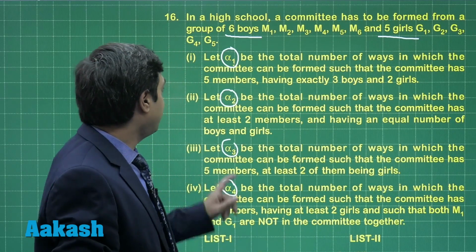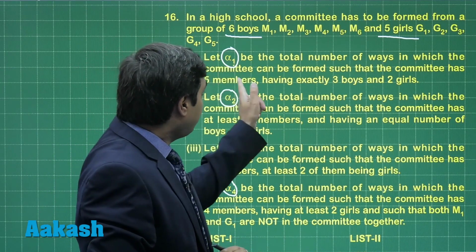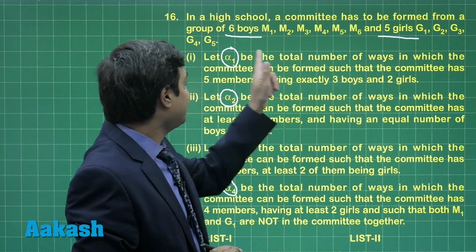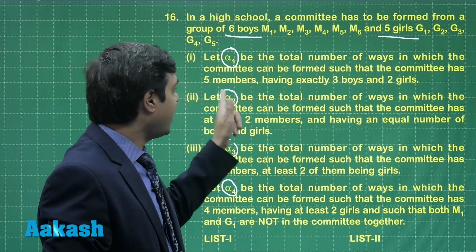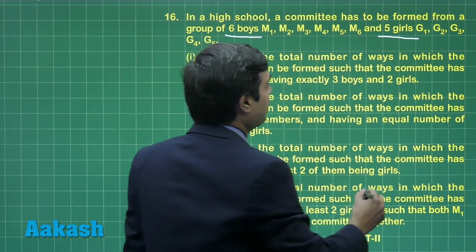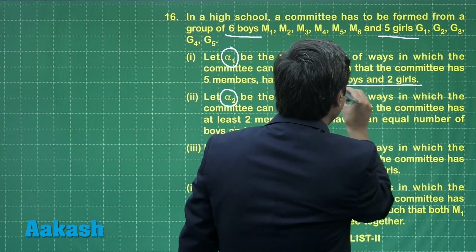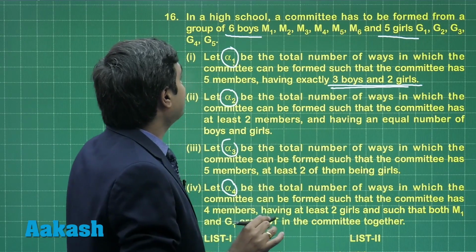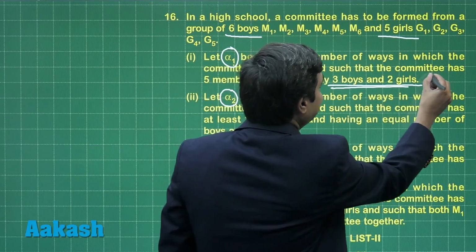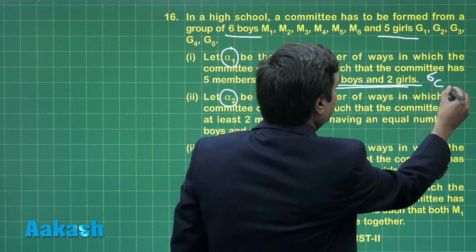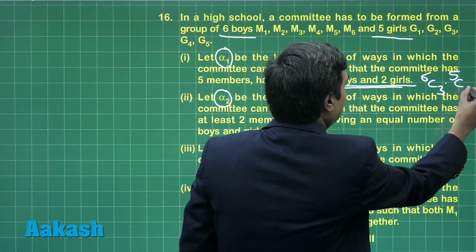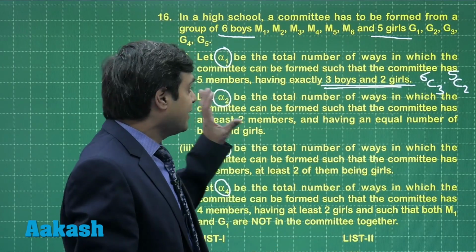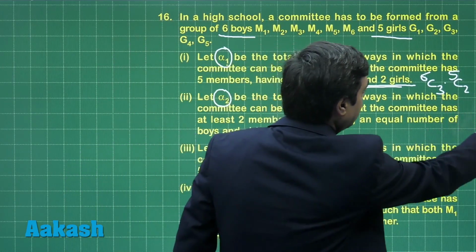So, starting with the first one, which has alpha 1 be the total number of ways in which the committee can be formed such that the committee has 5 members, exactly 3 boys and 2 girls. So, simply we can say the number of ways will be 6C3 multiplied with 5C2, right. This gives us the result.